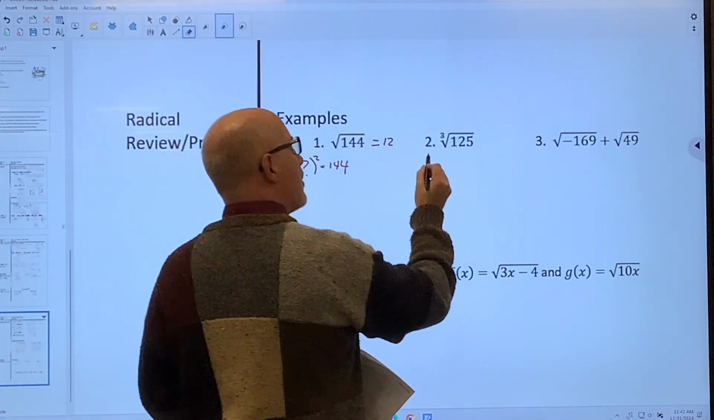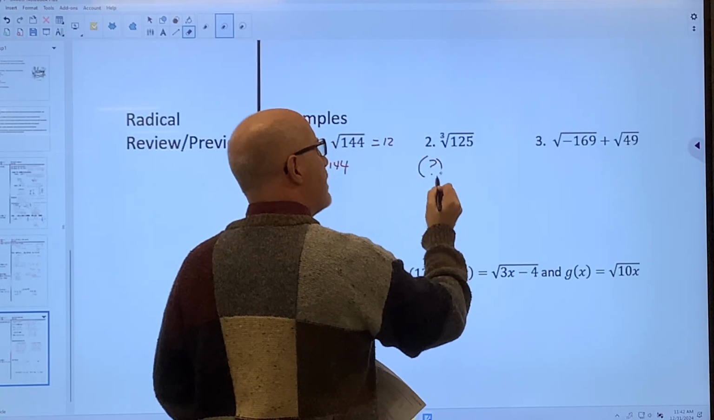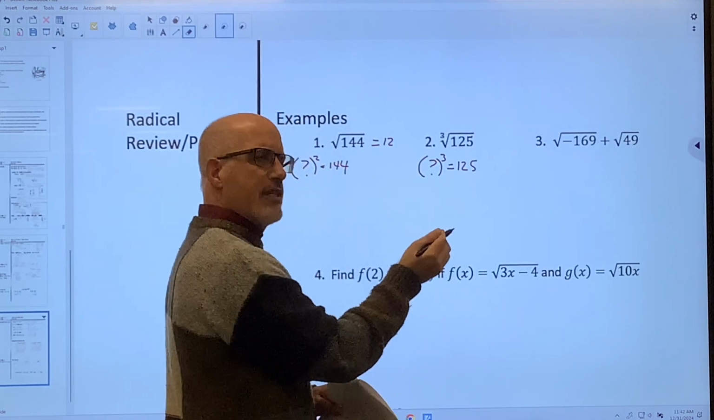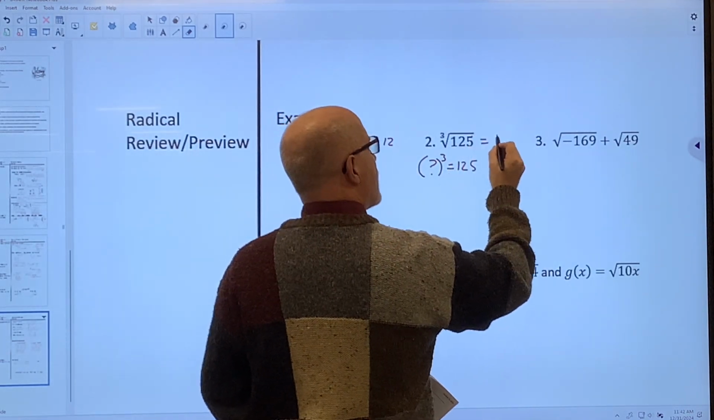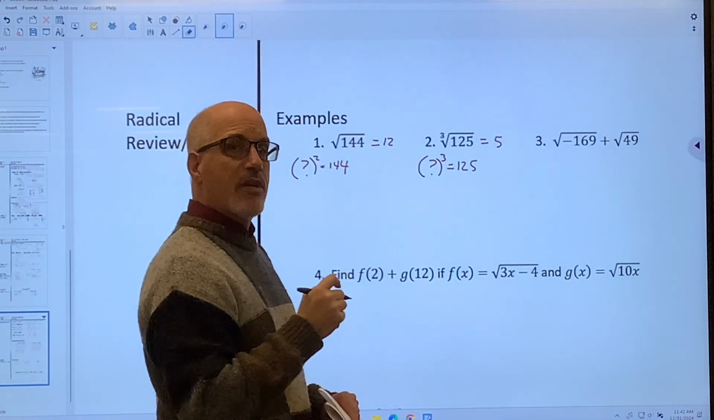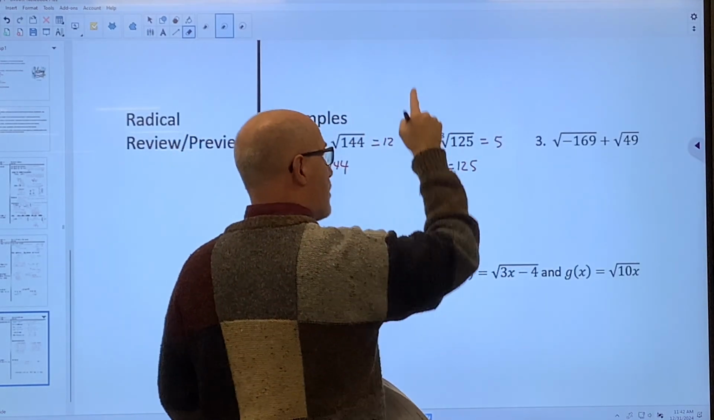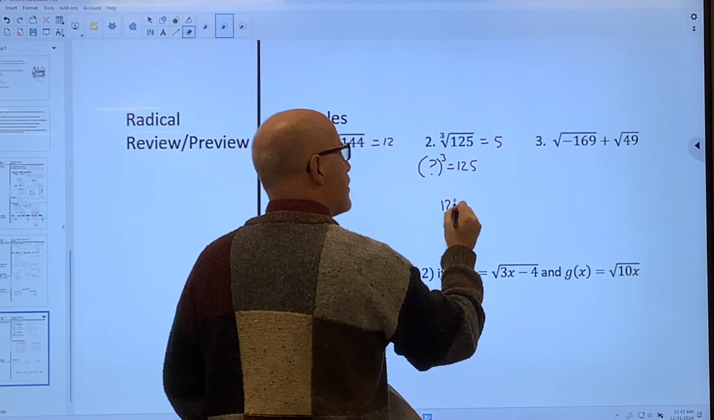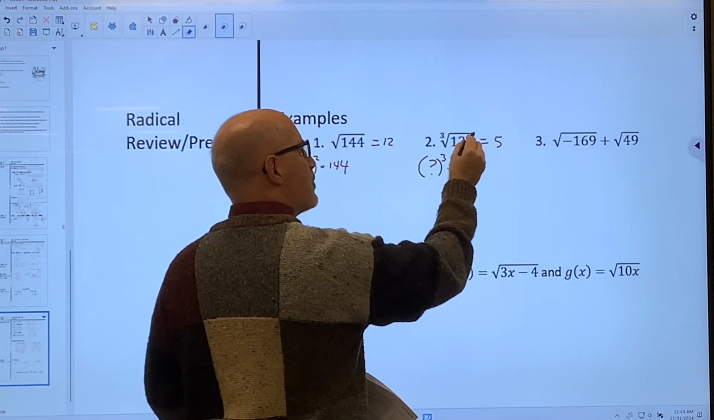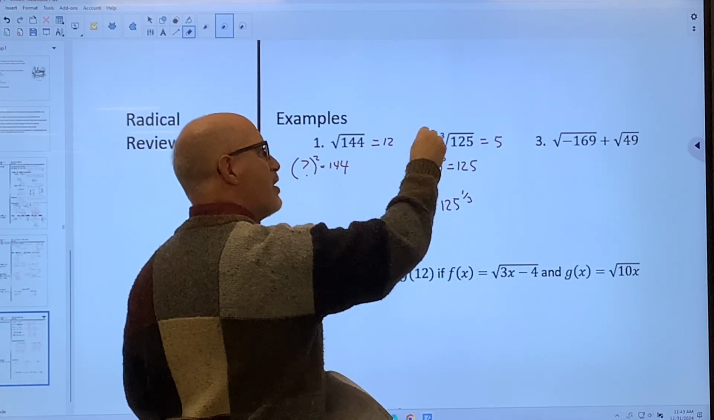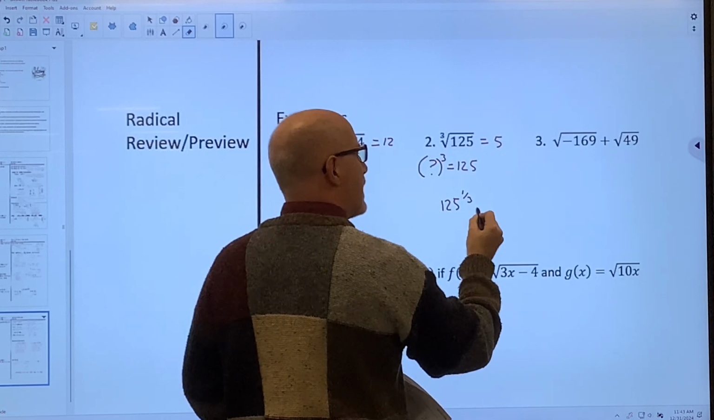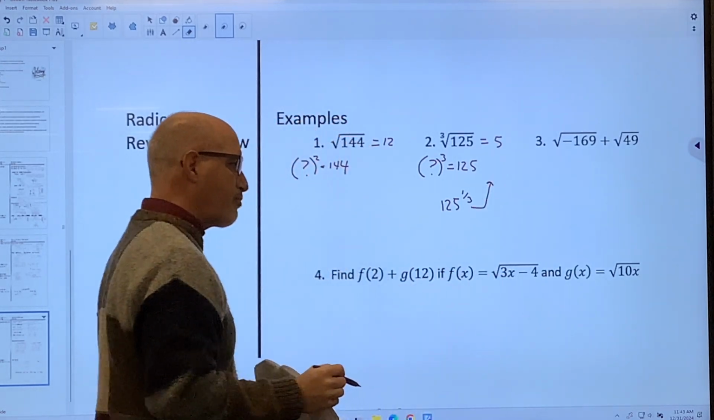Same thing here. We're asking, what do you cube to be 125? Well, 5 cubed is equal to 125, so you can make that equal to a 5. Now, if you wanted to do that on your calculator, just as a reminder from what we learned up there, you could take the 125 and make it the 1/3 power. It's 125 to the first power. You put the 3 as the denominator.